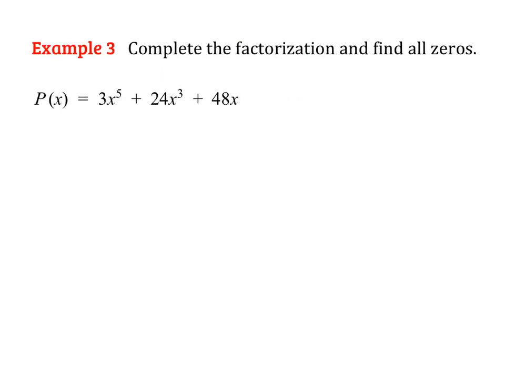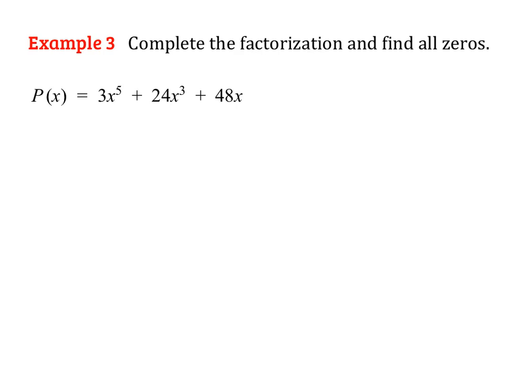Okay, so let's see if we can find all the zeros and do a complete factorization of this polynomial: 3x to the 5th plus 24x cubed plus 48x. I'm going to start by factoring. This one does have a greatest common factor of 3x.